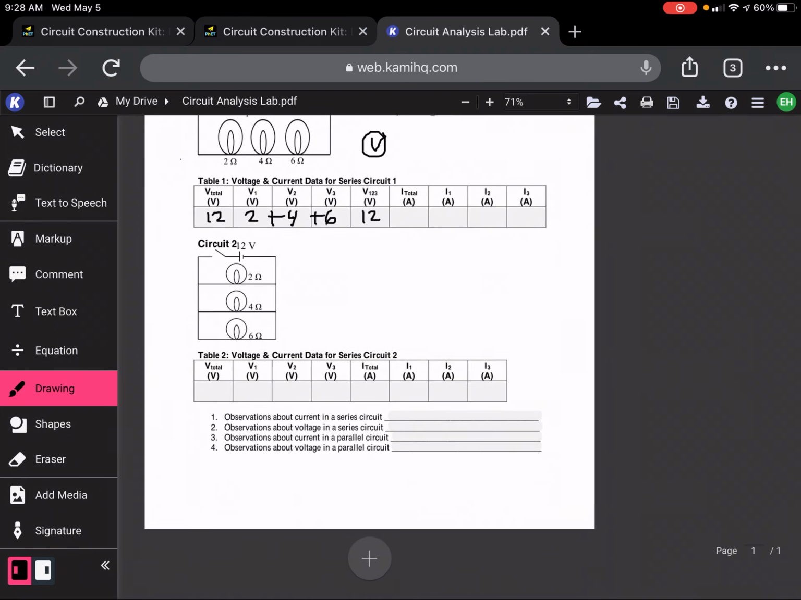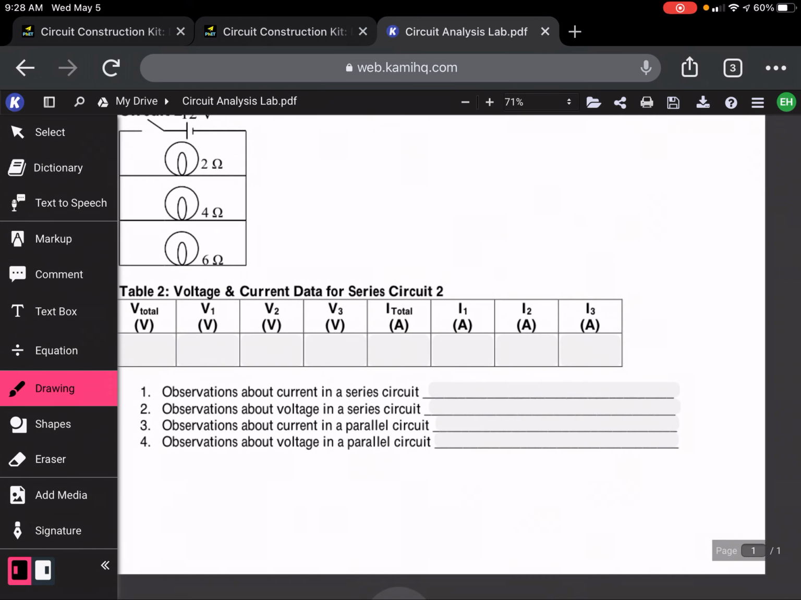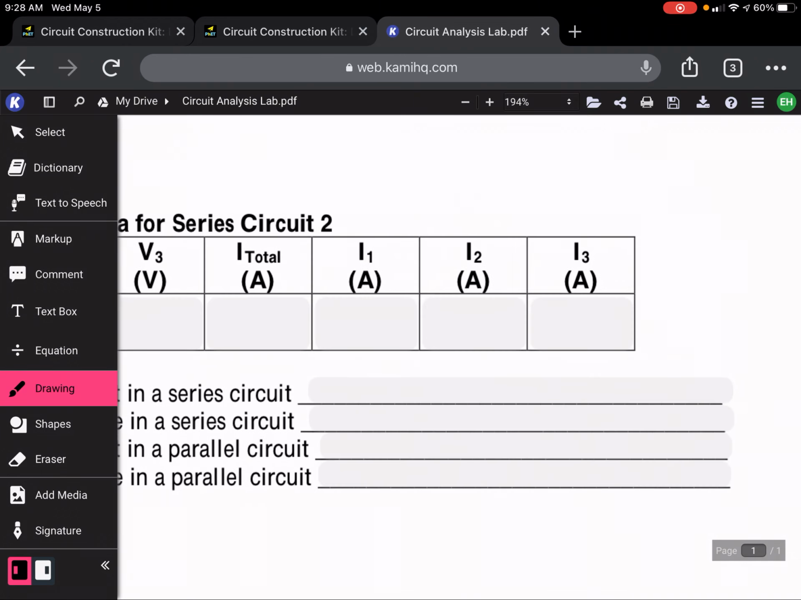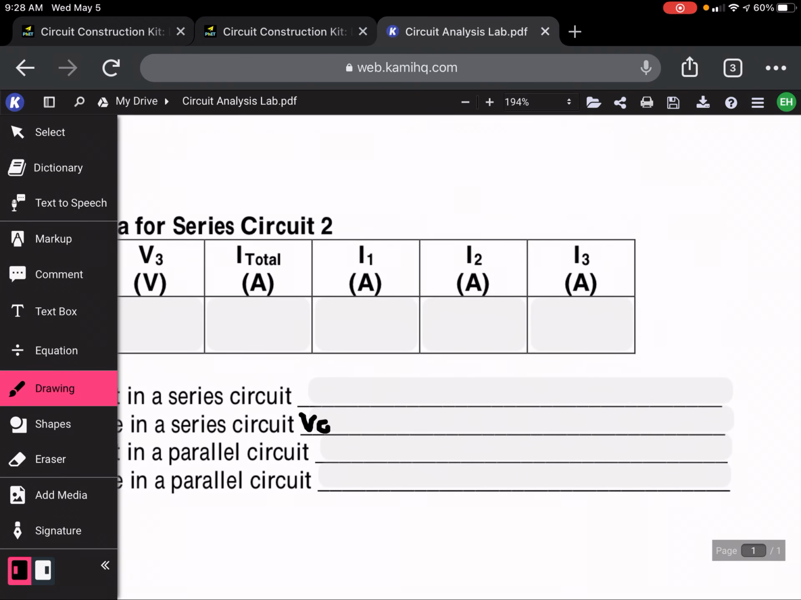Let's go down to the bottom. Right now we are doing number 2, observations about voltage in a series circuit. Voltage in series is summed, meaning it's added together.